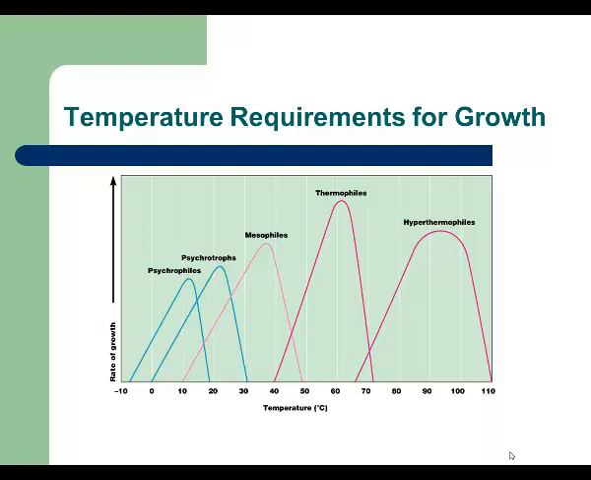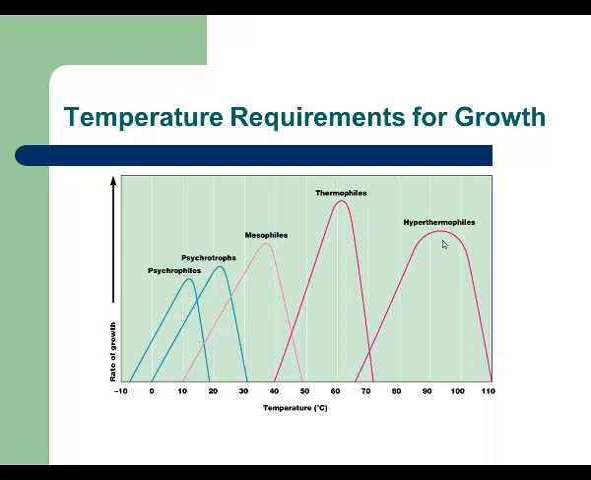Because different microorganisms have different requirements for temperature, we divided them into different groups. For example, hyperthermophiles grow in the range between 65 to 110 degrees Celsius. They really like high temperatures for growth. Thermophiles grow between 40 to 75 degrees Celsius.